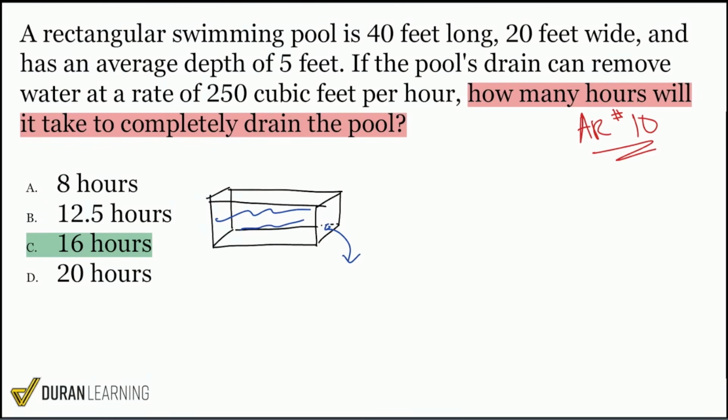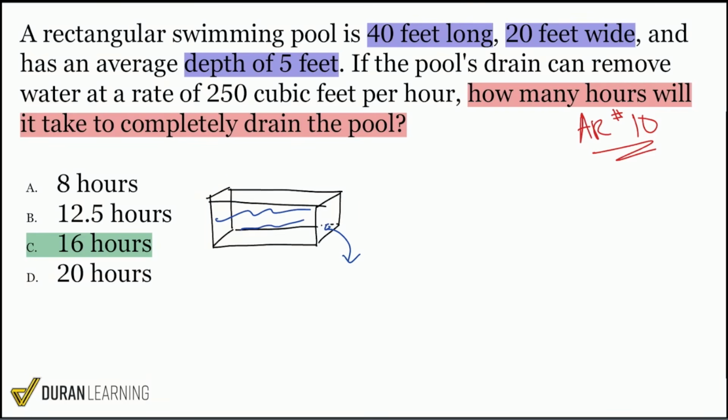Going through the information, we see here that it says a rectangular swimming pool is 40 feet long, 20 feet wide, and has an average depth of 5 feet. So we have the length, the width, and the height. Then it says that the pool's drain can remove water at a rate of 250 cubic feet per hour.